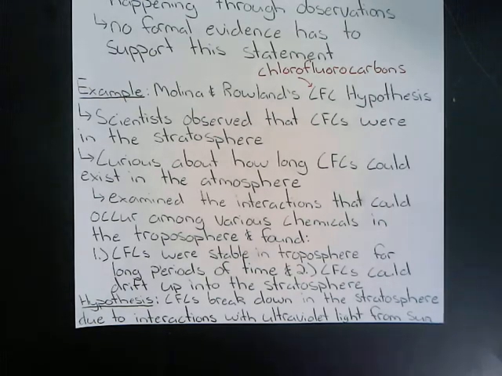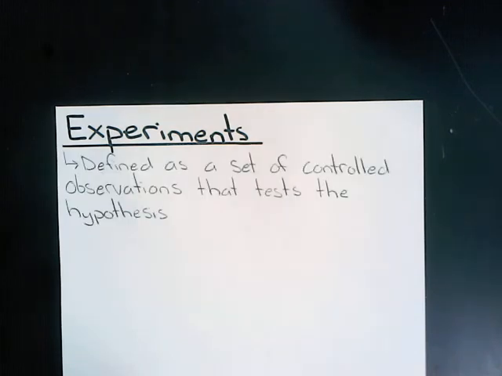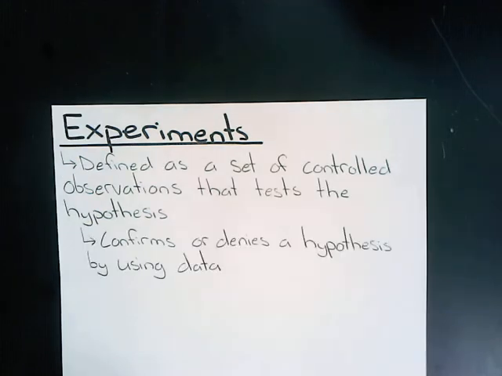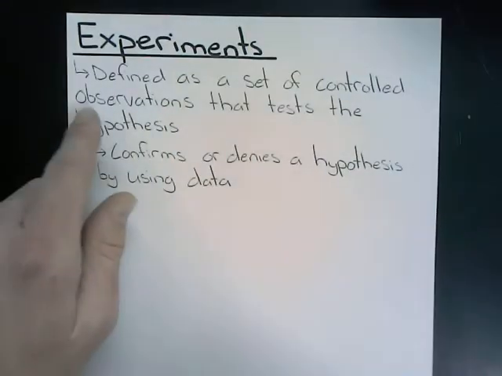Now, the next portion of the scientific method is experiments. And so experiments are defined as a set of controlled observations that tests the hypothesis. And so what these experiments are going to do is they are going to confirm or deny the hypothesis by using data. And so with experiments, it's again these controlled observations.